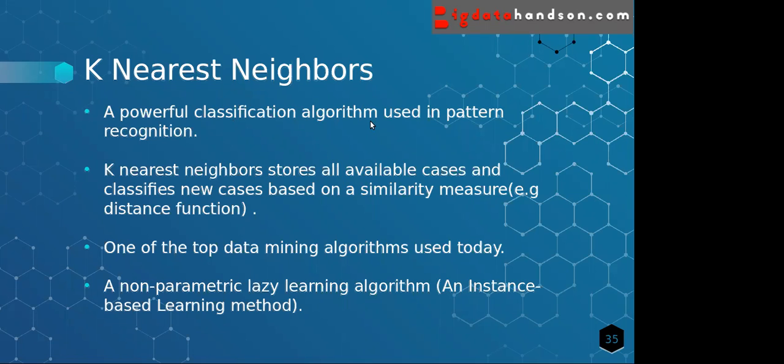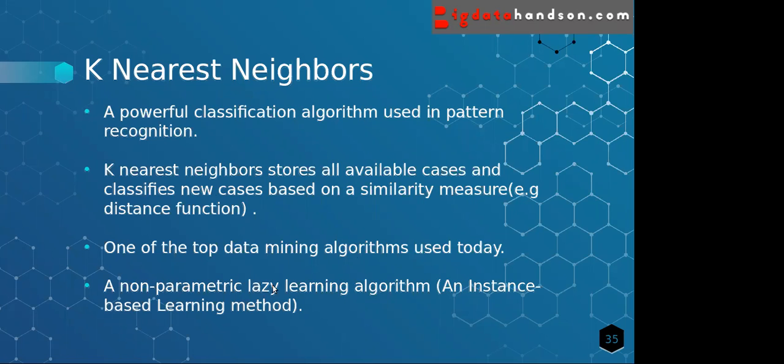A powerful classification algorithm used in pattern recognition. K-nearest neighbor stores all available cases and classifies new cases based on a similarity measure. That means we use a factor, right? In k-nearest neighbors, we don't have any equations. We use a factor, that is distance here. Based on the distance only, we will classify the new cases. It is one of the top data mining algorithms used today, a non-parametric lazy learning algorithm and instance-based learning algorithm.